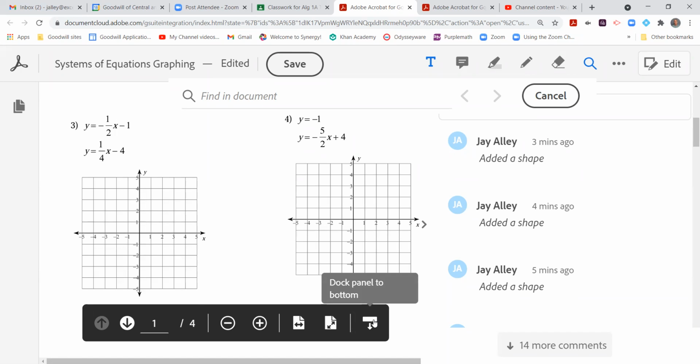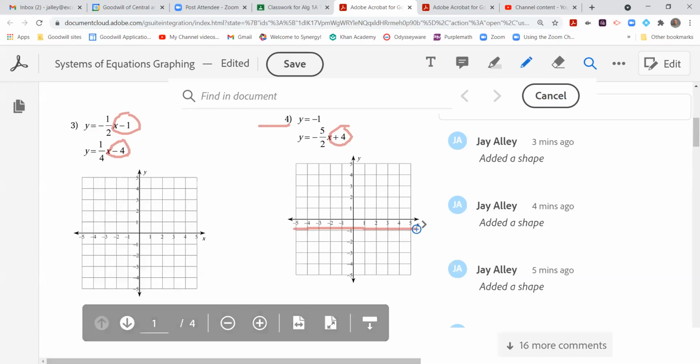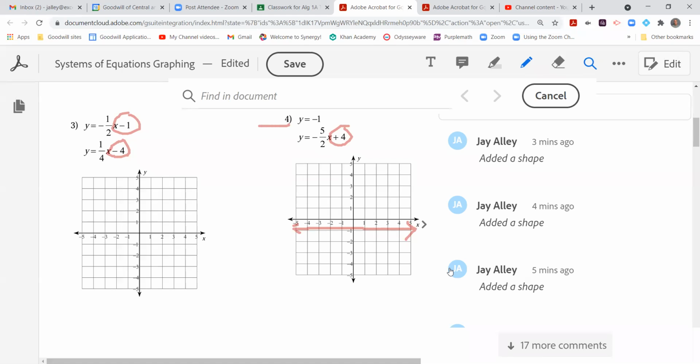So all of those problems on that particular handout are going to look kind of like that. You've got two equations. You're always going to start with the y-intercept. Problem number 4 is a little different because that's a horizontal line where y equals -1. A little bit different. Questions, anybody?